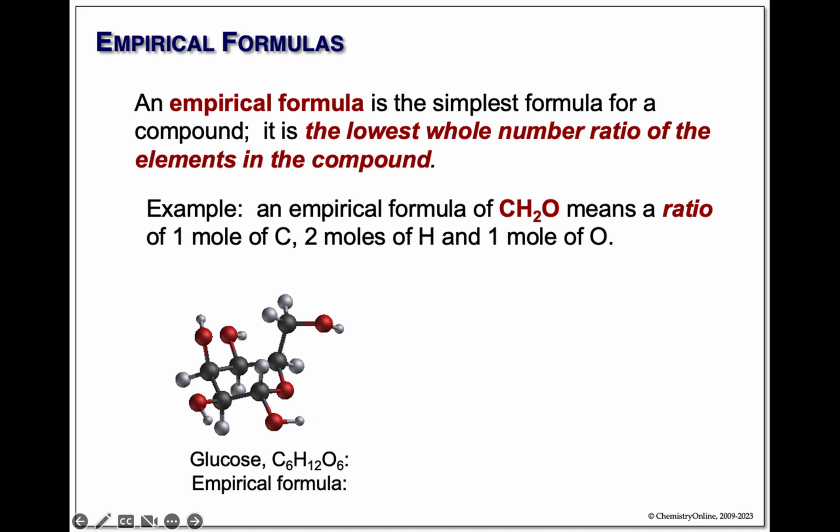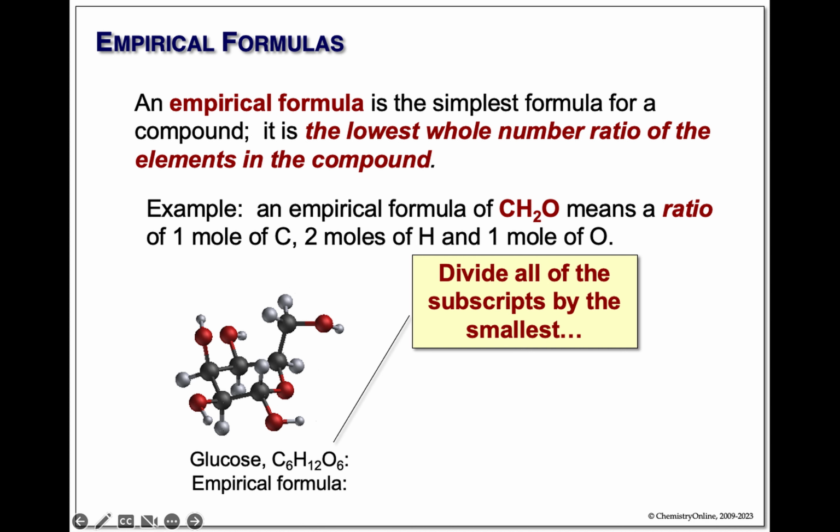In order to get to the actual empirical formula, what you have to do is look at the subscripts here. You want to pick out the smallest and divide everything by the smallest. 6 is the smallest, so this goes to 1, 2, and 1. Empirical formula, CH2O.